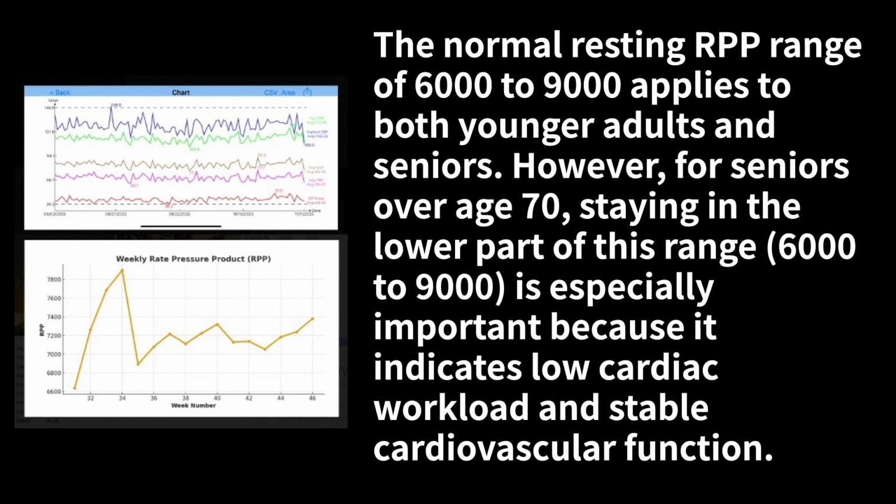The normal resting RPP range of 6,000 to 9,000 applies to both younger adults and seniors. However, for seniors over age 70, staying in the lower part of this range is especially important because it indicates low cardiac workload and stable cardiovascular function.